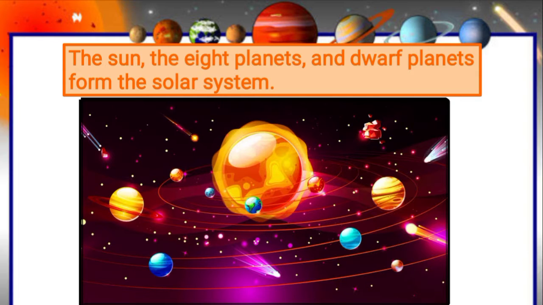Means we can say that the sun, the 8 planets, their moons and the dwarf planets form the solar system. And this solar system is a part of the Milky Way galaxy and this galaxy is a part of the universe. And these 8 planets that revolve around the sun are Mercury, Venus, Earth, Mars, Jupiter, Saturn, Uranus and Neptune.